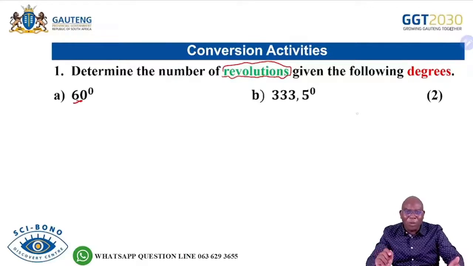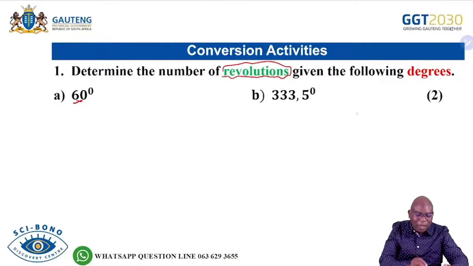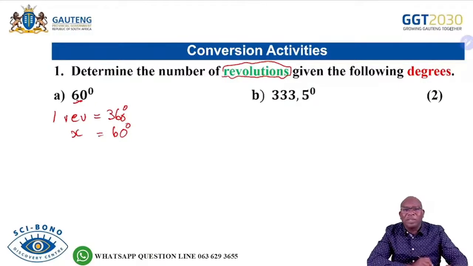So what do you think we must do here? We have got a 60, it's in degrees. We are saying one revolution represents 360 degrees. Now 60 degrees will represent how many revolutions? So now if we can just quickly do that, we can say one revolution represents 360 degrees. So 60 degrees will be represented by how many revolutions?